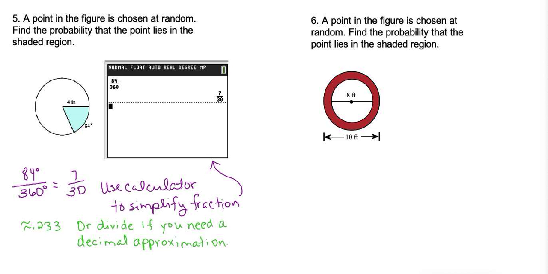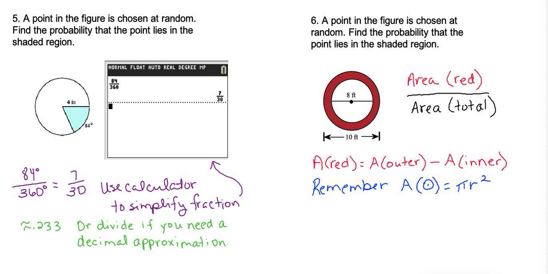The last problem says a point in the figure is chosen at random. Find the probability that the point lies in the shaded region. That means we're going to find the area of the shaded red region and divide it by the area of the total figure. So to find the area of the red, we're going to need to find the area of the entire region and subtract out that center part.